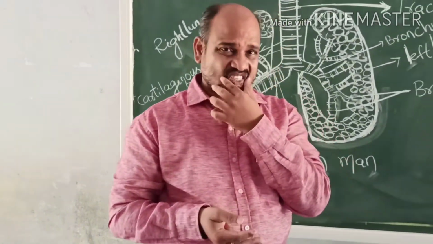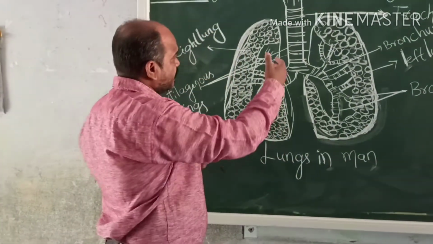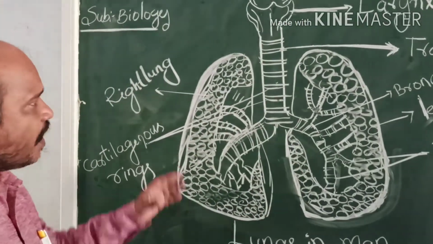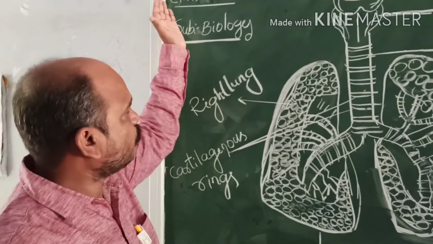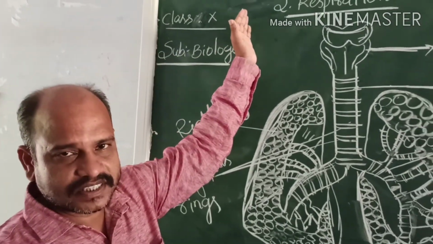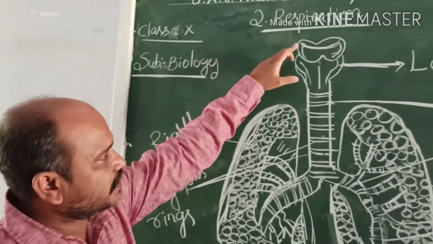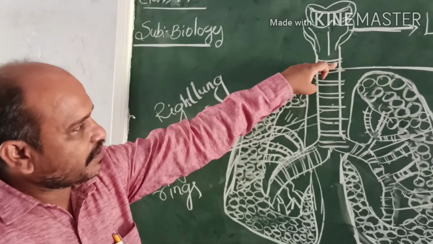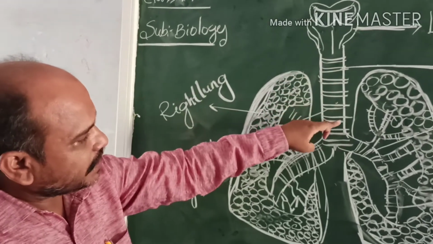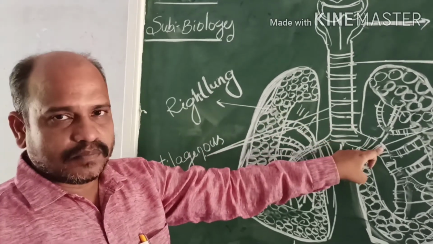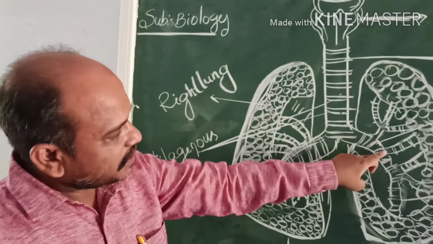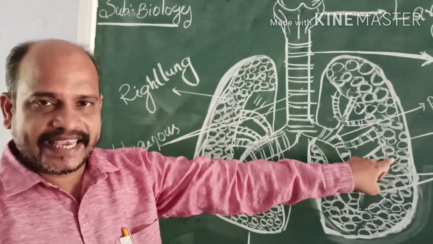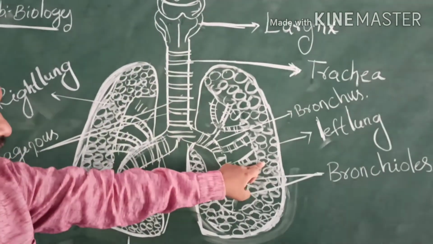These lungs, my dear students, are helpful to take air from outside the body through the nose, the external nostrils, and internal nostrils. The air will enter the trachea or windpipe. From the windpipe, the air will enter the bronchi or bronchus. From the bronchus, the branches are further divided. From that, the air will enter into the air sacs or alveolus.